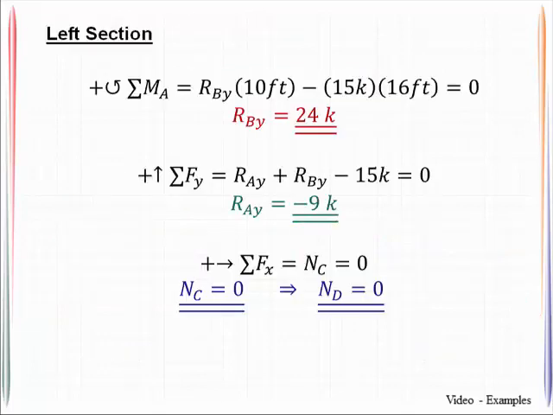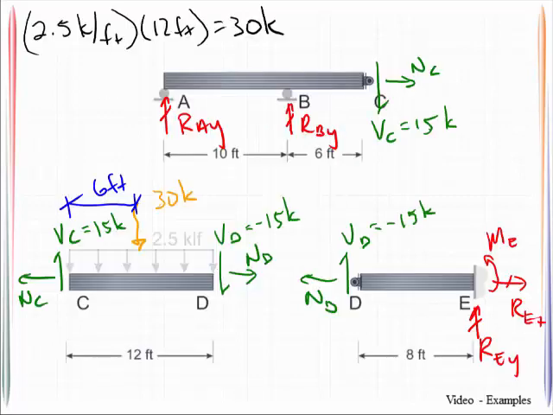Now let's look at the left section with some moments about point A. We'll solve for RBY, then I'll sum forces in the y direction. That'll give me RAY, and when I sum forces in the x, that tells me that NC is equal to 0, which from our previous finding would then tell me that ND is equal to 0. Let's go ahead and get those sketched on here. So RBY is equal to that 24 kips. RAY was equal to the negative 9 kips.